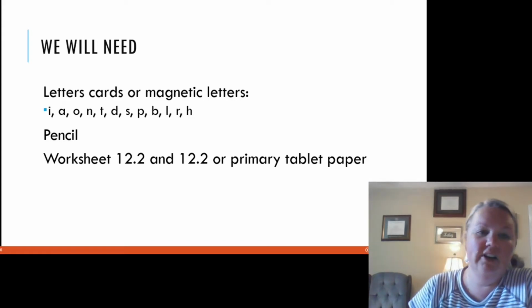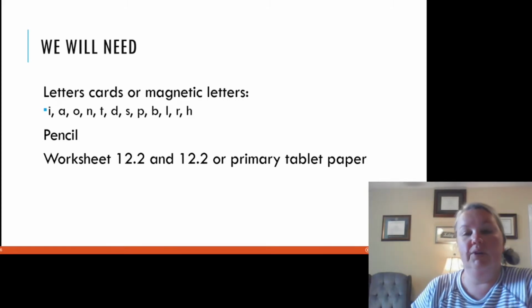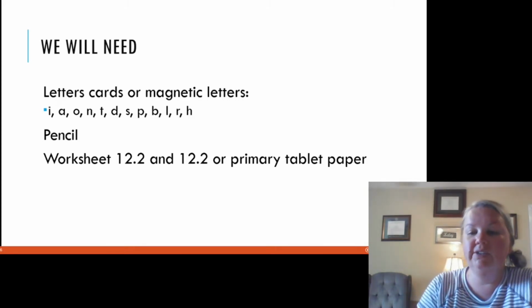Again, there is an error here. It should say worksheets 12.1 and 12.2. Pause the video and find your materials.